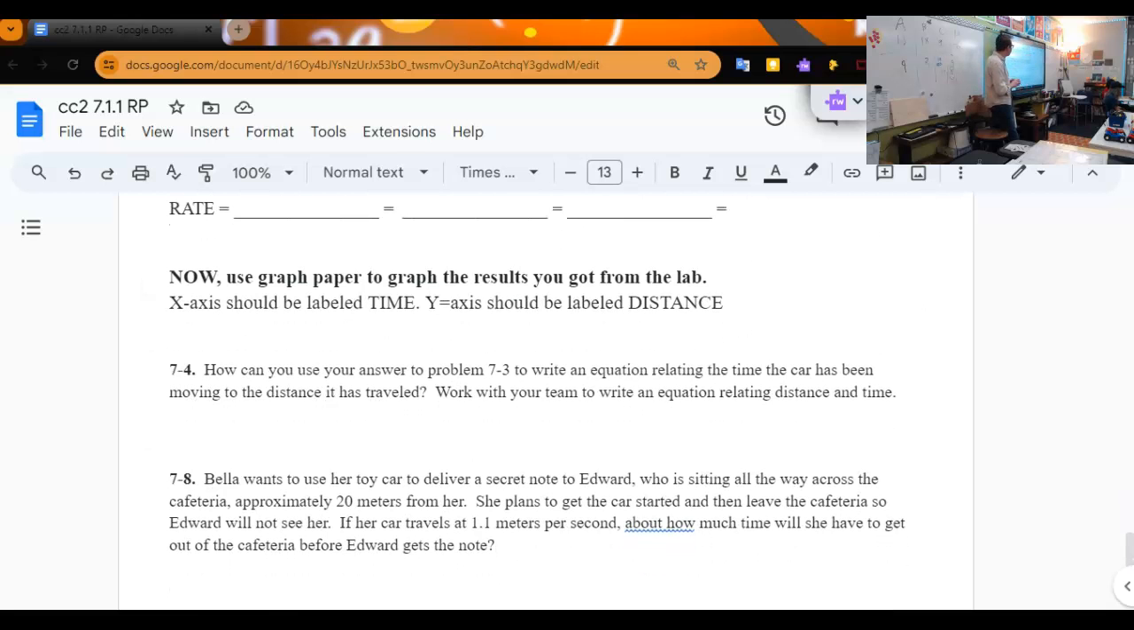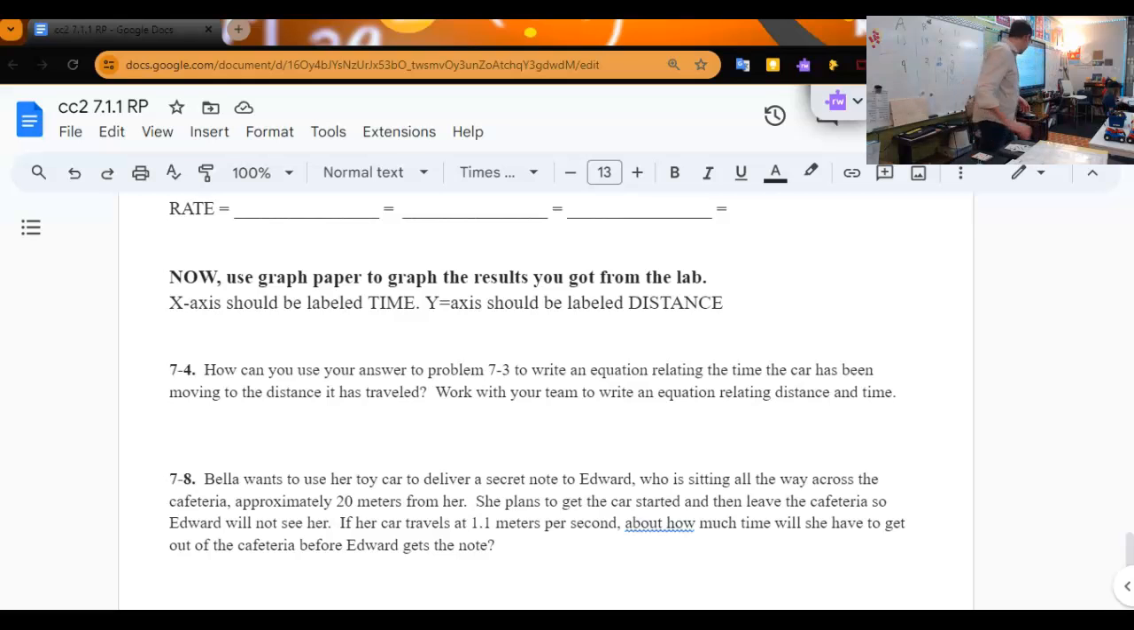And then we'll use graph paper to graph our results. X-axis is time, Y-axis is distance. So you could take graph paper out of the family room right now, or you can go back and forth. My classroom's not that far away from the family room, so feel free to come back and forth as you need. Any questions?